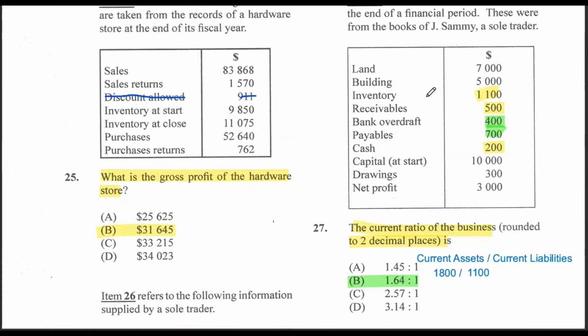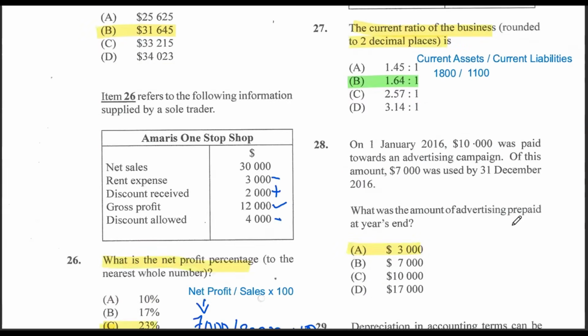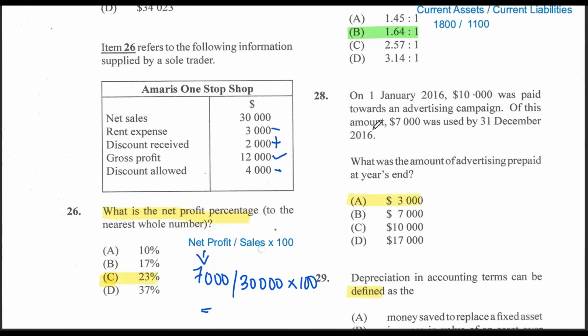Current assets includes inventory, receivables, and your cash. So 1100 plus 5 plus 2 can give us 18. Current liabilities include bank overdraft and payables. There we go. Put together that equation, our answer should be 1.64 to 1. Nicely done, guys. Time for us to move on to question 28.